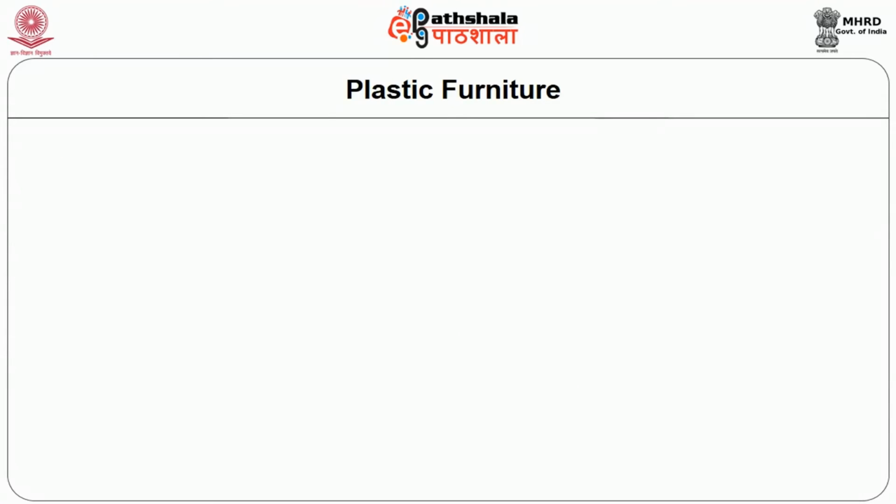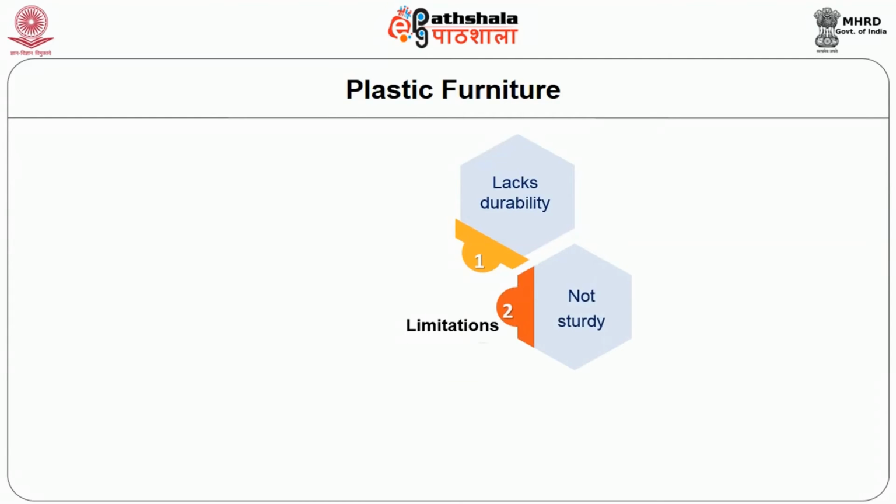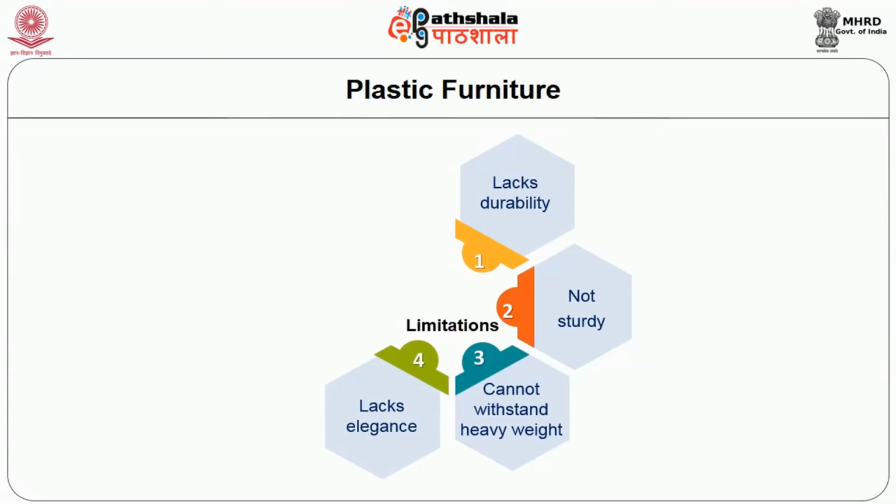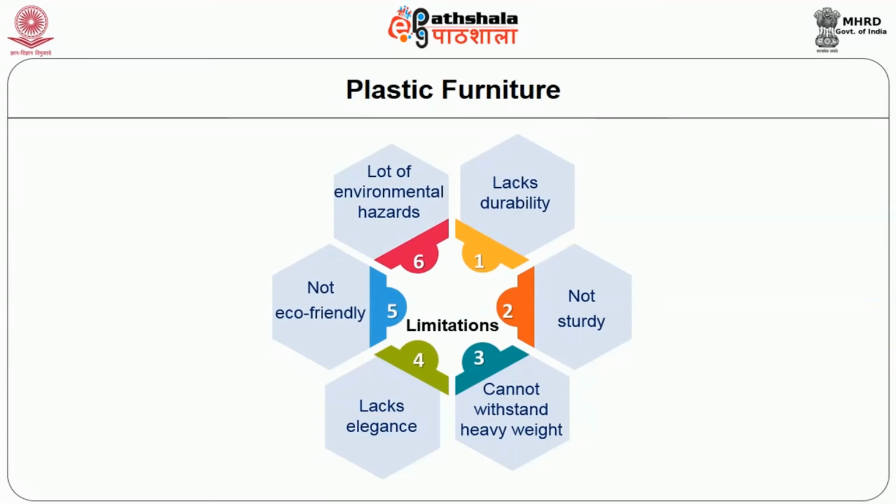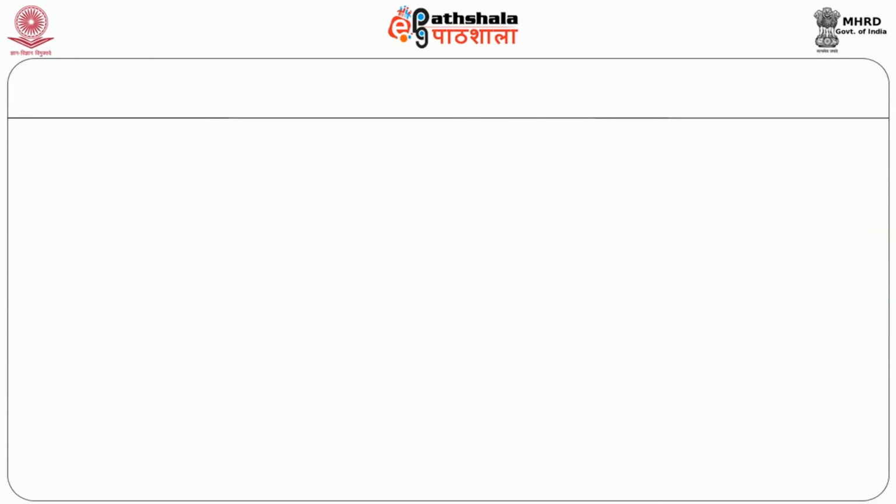Next, we will pass on to the disadvantage of plastic furniture. Plastic furniture lacks durability. It has a tendency to break or fall apart very easily within a short span of time. It is not sturdy and cannot withstand heavy weight and pressure. It lacks elegance, especially when compared to wood and glass. Making plastic furniture is not eco-friendly because plastic is not a biodegradable material. Hence, use of plastic has a lot of environmental hazards.